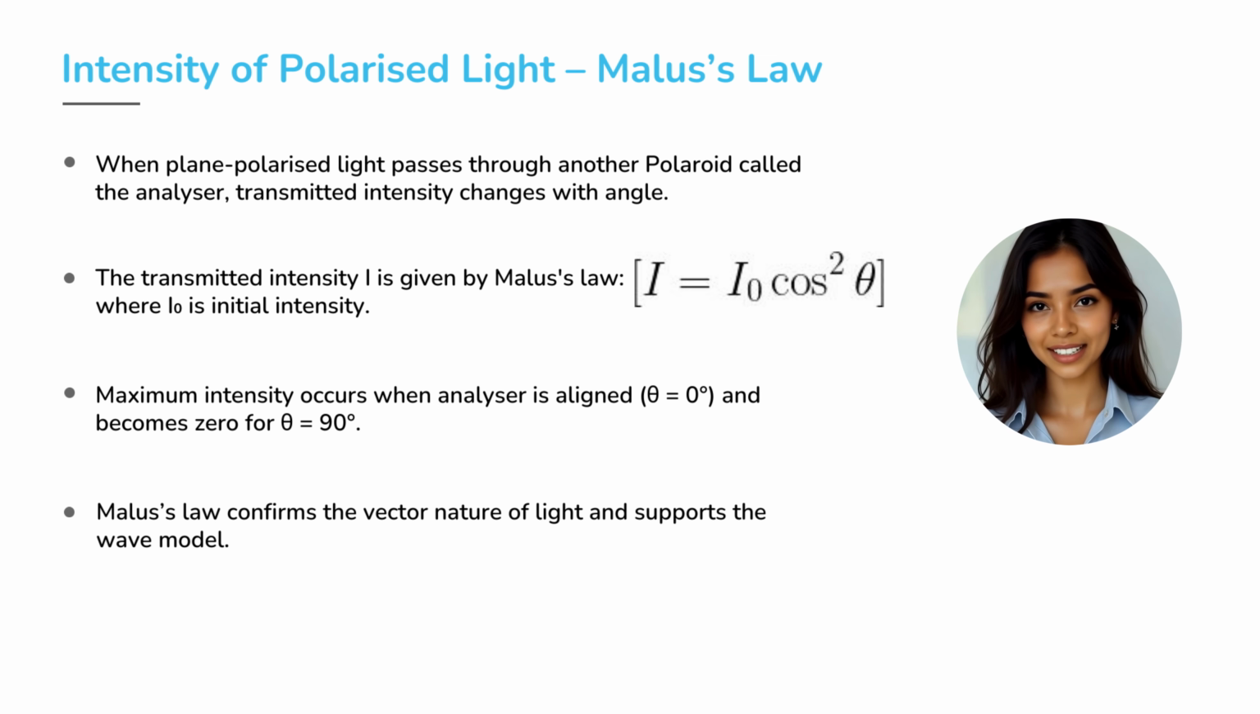In other words, intensity equals I0 times cosine squared theta, where I0 is the initial intensity and theta is the angle of rotation. When the analyzer is perfectly aligned, meaning theta equals 0 degrees, maximum light passes through. Rotate it to 90 degrees and the transmission drops to 0, complete darkness. This nifty relationship proves light's vector nature and supports its wave model beautifully. It's like the light saying, I'm a team player, I obey your rotations.